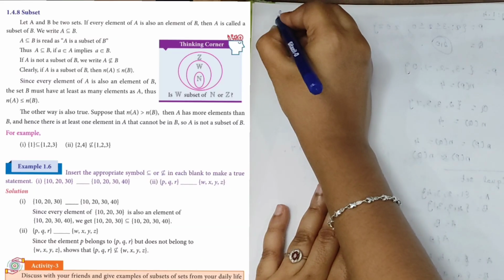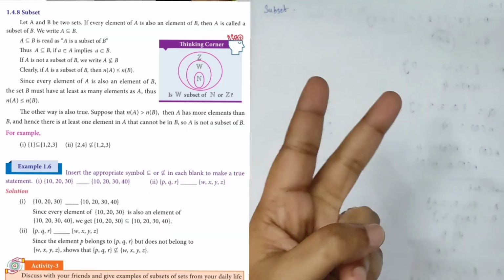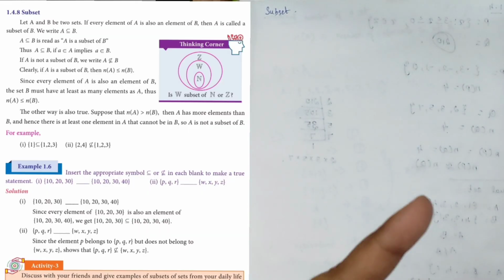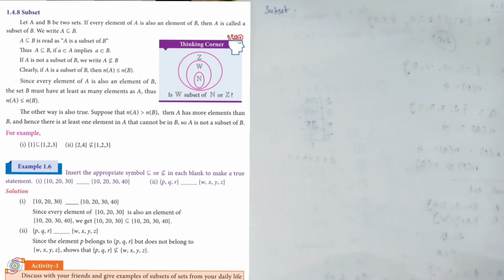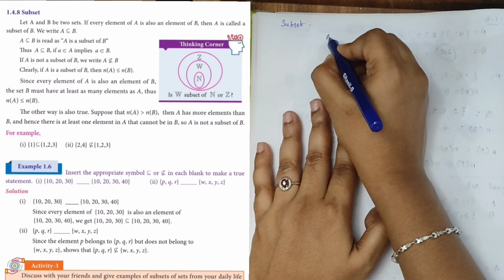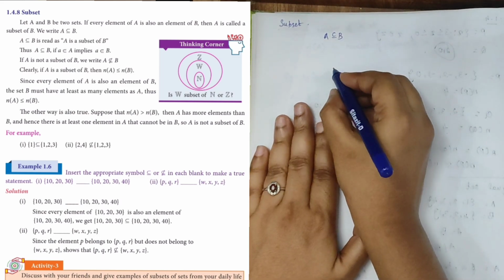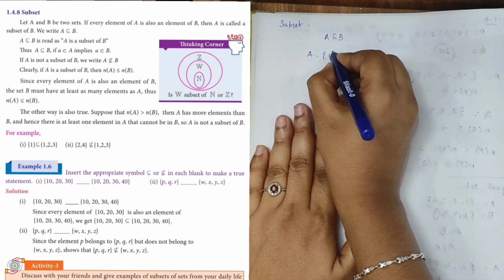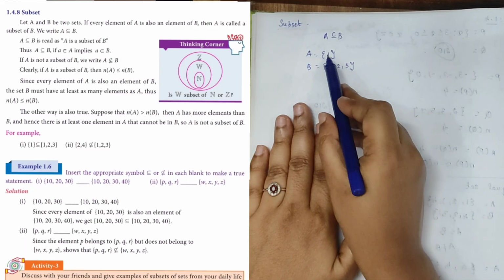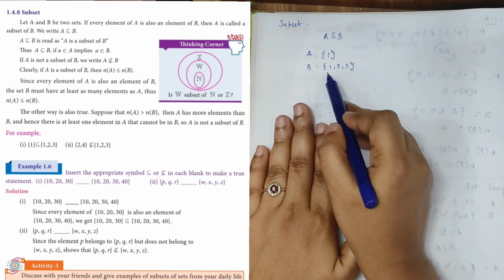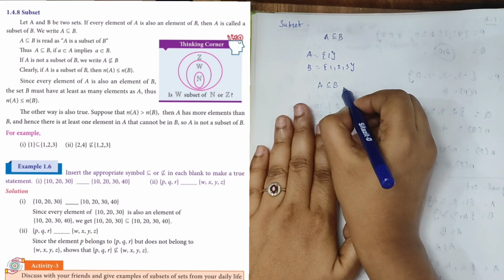Next, we are going to see about subset. So let's say we have two sets A and B. If every element of A is also in the set B, then we say A is a subset of B, and it is written as A ⊆ B. For example, A is equal to {1} and B is equal to {1, 2, 3}. So 1 is in both A and B, isn't it? So we say A is a subset of B.